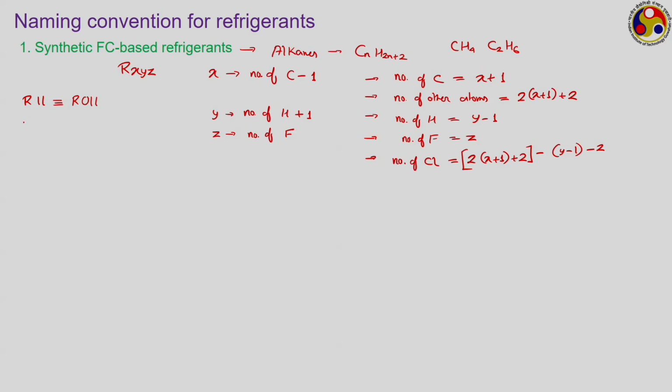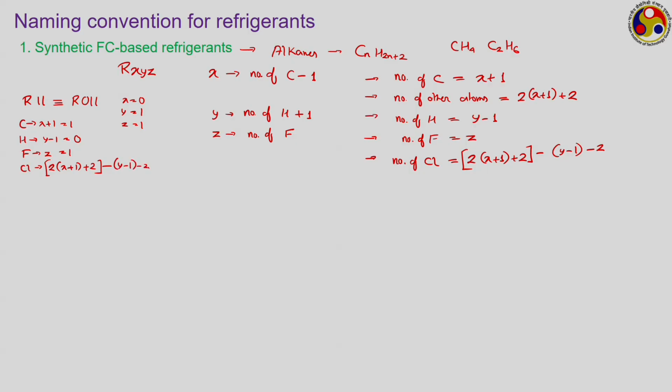So, what will be the number of carbon? Here x is equal to 0, y equal to 1, z equal to 1. Then what is the total number of carbon? Carbon is equal to x plus 1, that is 1, hydrogen is equal to y minus 1, that is 0, fluorine is equal to z, that is 1. Then how much will be the number of chlorine? Number of chlorine will be equal to 2 into (x plus 1) plus 2, minus (y minus 1), minus z.